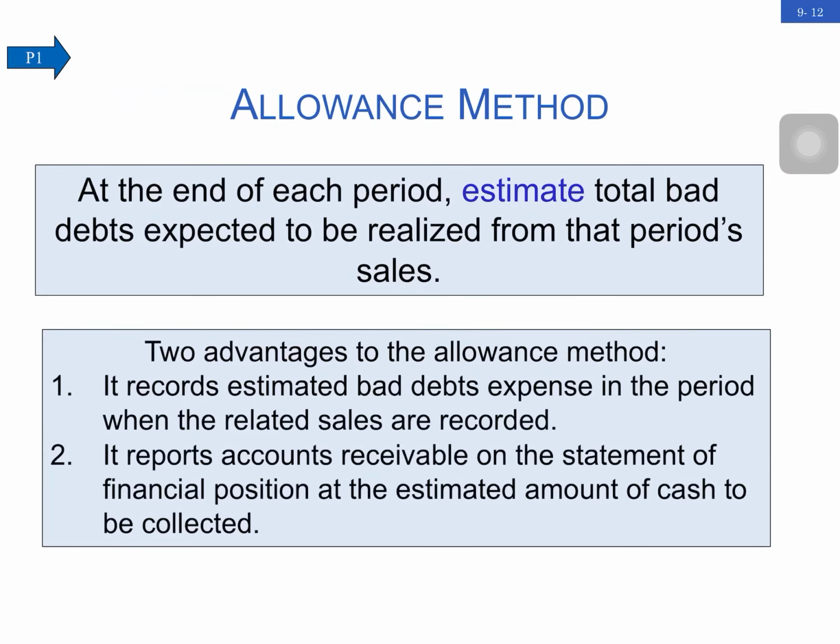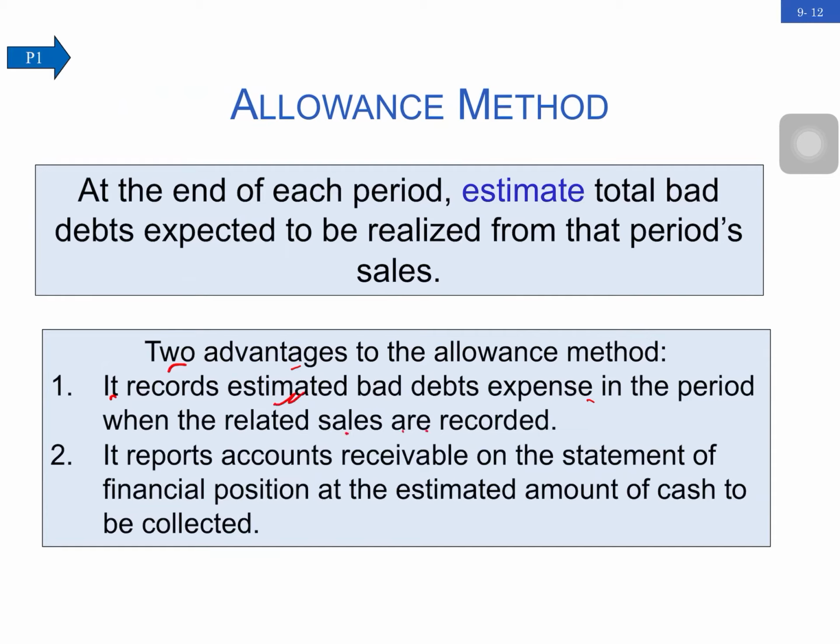Okay, you use the allowance methods. The allowance method is like the indirect method, you know. There are two advantages if you implement the allowance method instead of the direct write-off method. First one, it records estimated bad debts expense in the period when the related sales are recorded.